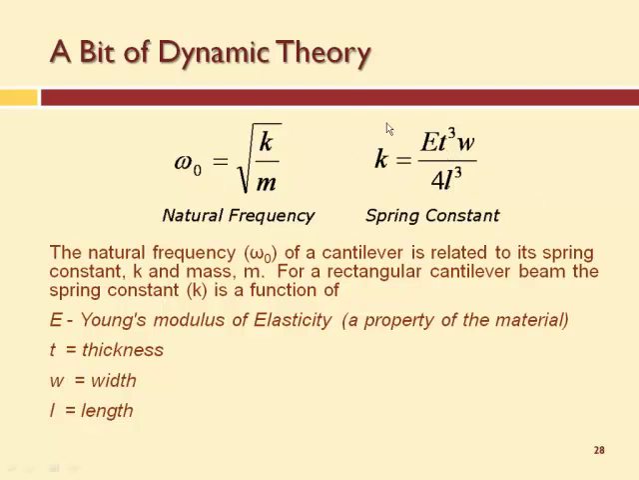All right, so we can change how springy something is by changing the material or the thickness, shape, geometry, and/or by adding mass to the system. If you have a cantilever system and you add mass to it, you'd expect the frequency to go down. So you have a way of using it as a sensor for mass added. All right, I think we've talked about that enough.